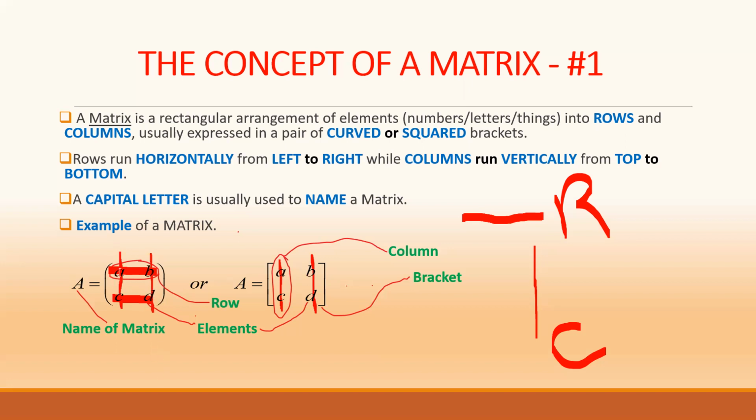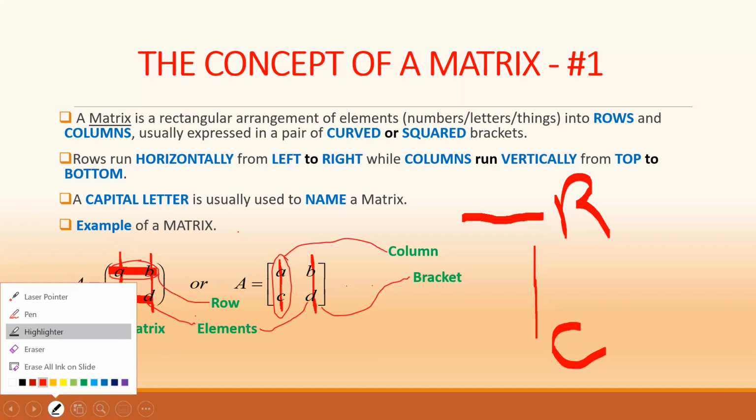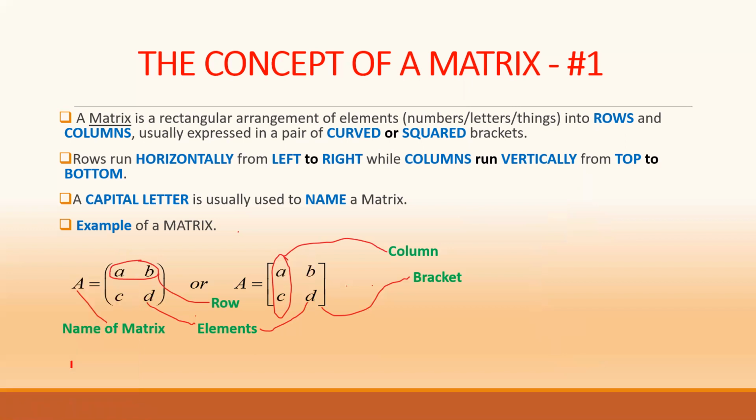So rows run horizontally and columns run vertically. And the elements must be written such that you have space between them. You're not going to see literal lines separating the rows and the columns. Within the matrix, the rows and the columns are separated using spaces. So when you look at the elements, you should be able to tell which elements are in what row and which elements are in what column because of the spacing. Okay, so bear that in mind, guys.